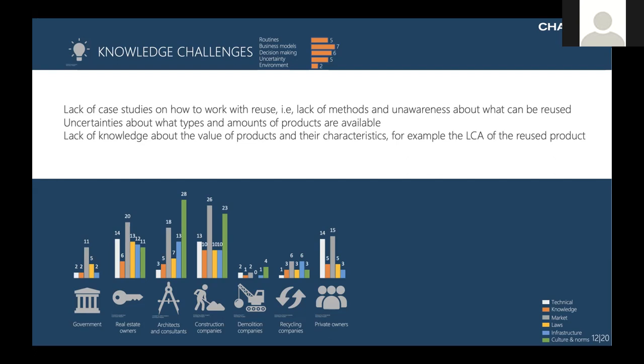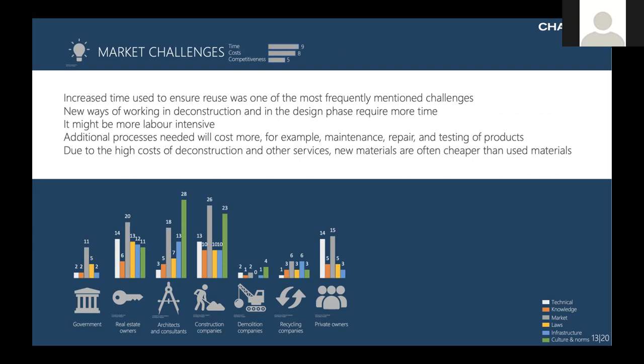If we move on to the market challenges, again, we have identified three types. So time, costs, and competitiveness. If we look into them again, increased time to ensure reuse is one of the most frequently mentioned challenges. So if we want to reuse things, there is more time spent across. There are new ways of working in the construction and design phase, for example. They require more time. It might be more labor intensive. It also adds more processes, which will cost more. Due to the high cost of the construction and other services, new materials are often cheaper than used materials. So these again are some of the challenges.